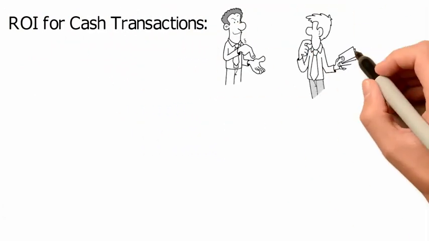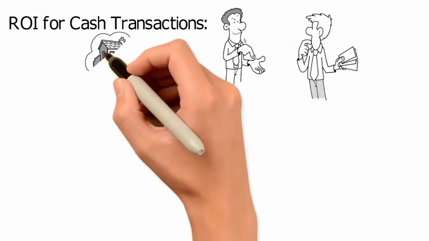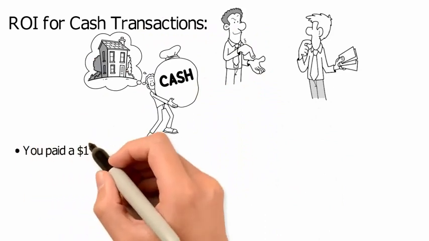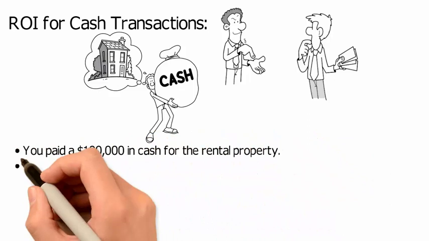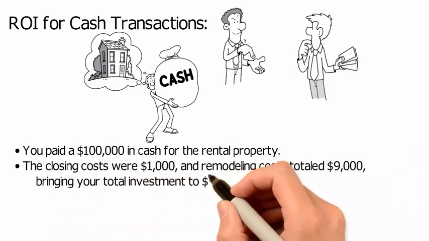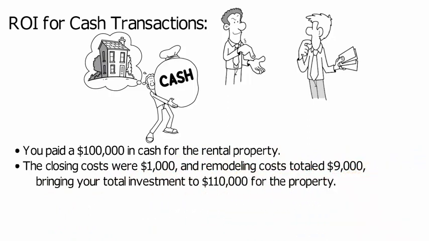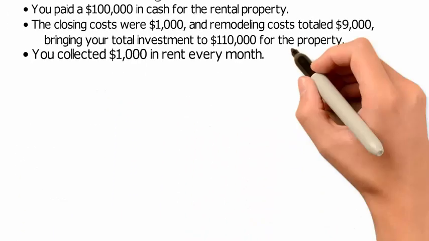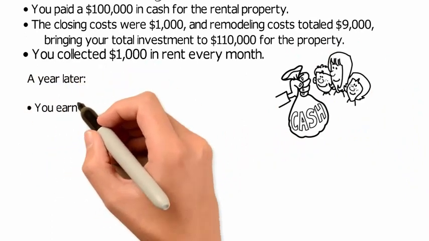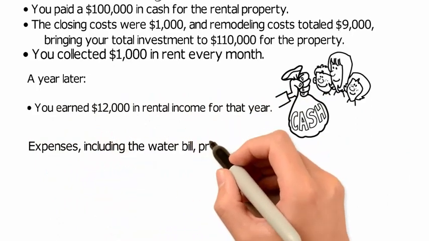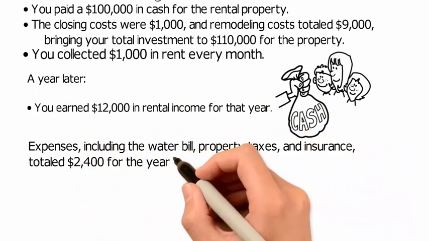ROI for cash transactions. If you buy a property outright with cash, calculating its ROI is fairly straightforward. Here's an example of a rented property purchased with cash. You paid $100,000 in cash for the rental property. The closing costs were $1,000 and remodeling costs totaled $9,000, bringing your total investment to $110,000 for the property. You collected $1,000 in rent every month. A year later, you earned $12,000 in rental income for that year. Expenses, including the water bill, property taxes, and insurance, totaled $2,400 for the year, or $200 per month.